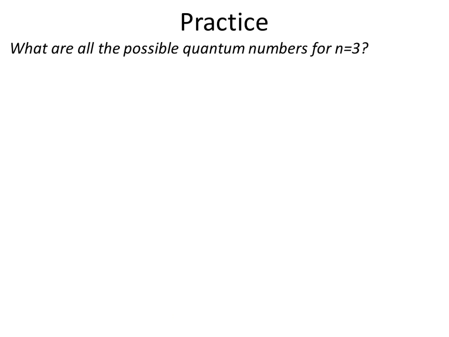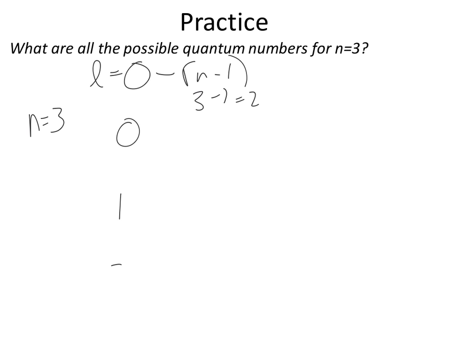So our first question here is, what are the possible quantum numbers for n is equal to 3? So let's take a look at this. If we know that n is equal to 3, what are going to be our L values? Remember that L is equal to 0 to n minus 1. So n minus 1, 3 minus 1 is 2. So it could be anywhere between 0 and 2. So we'll have 0, 1, and 2.